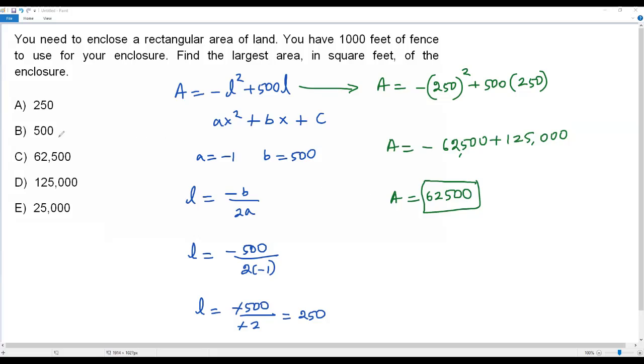So we find 62,500 in option C. So the correct answer choice for this question is option C.